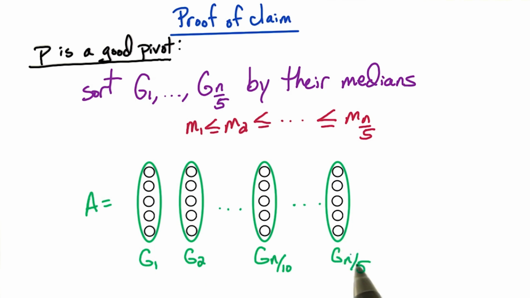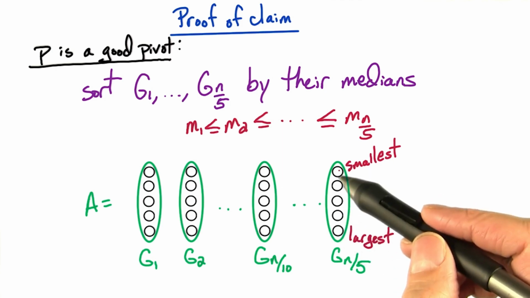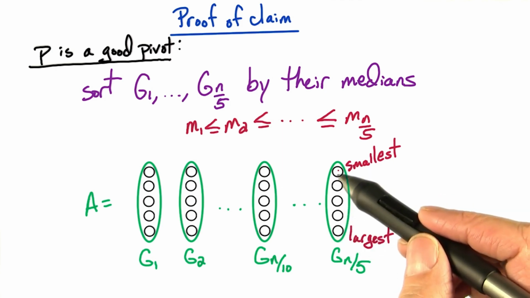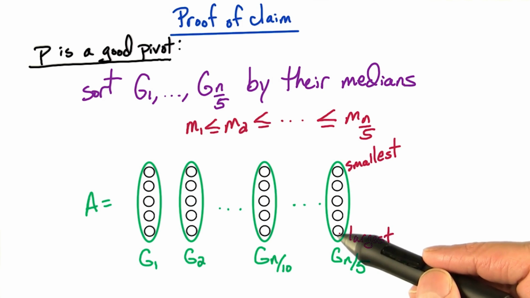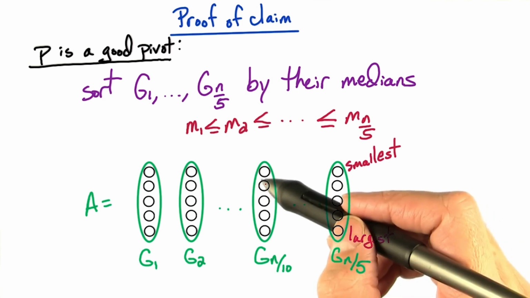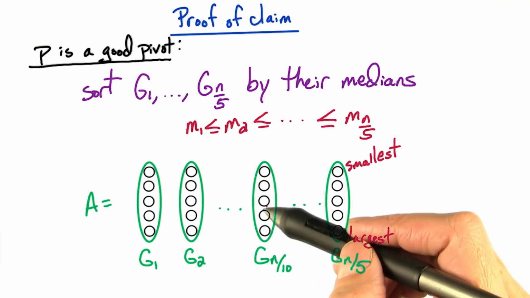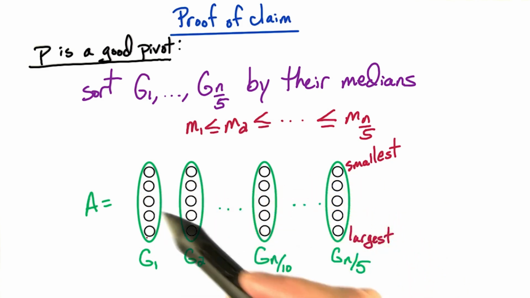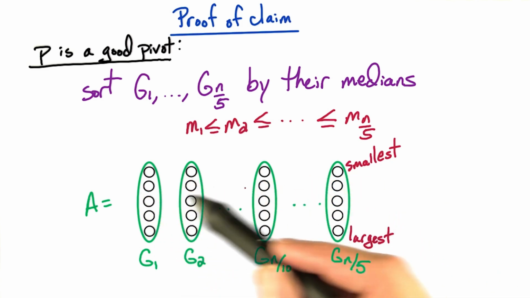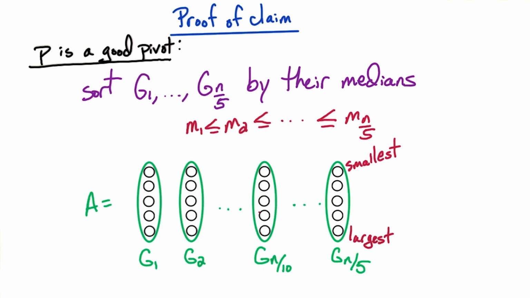And here's the last group, Gn over 5, which consists of 5 elements. Now it'll be important for us to consider the middle group, the group Gn over 10. Now let's sort each of these groups from smallest to largest. So this will be the smallest element of this group, and this will be the largest. And this will be the median. This will be the smallest, largest, median, and so on. So in every group, the middle element is the median. This is just for picture purposes.